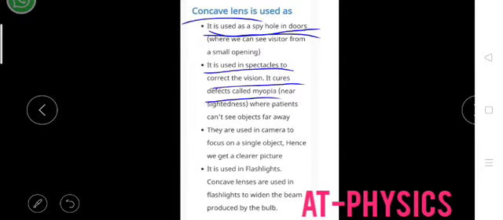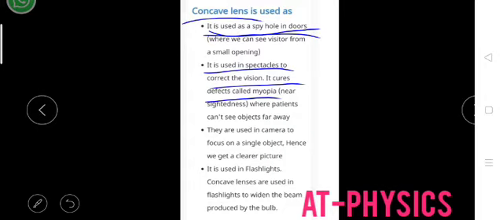And the second one is it is used in spectacles to correct the vision. It cures the defect myopia. And what is the use of convex lens? Hypermetropia, but here myopia. So in myopia, the person can see only closer objects. That means the person can see only nearby objects.